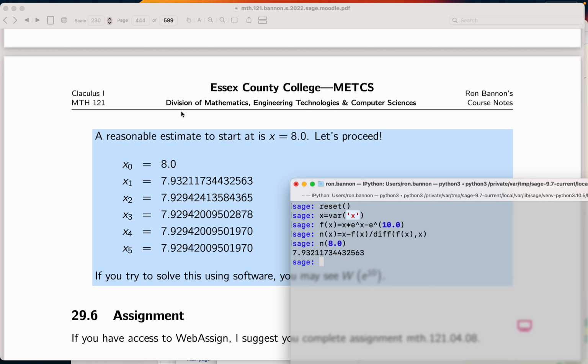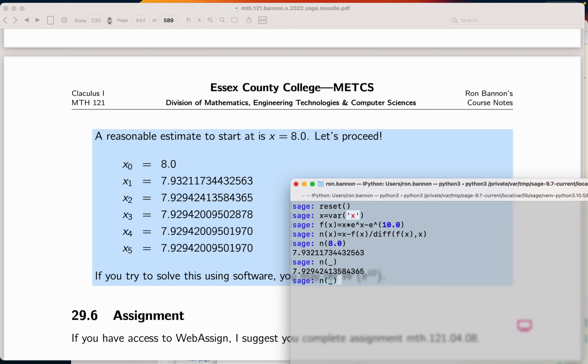Hit return, and it gives me this number, 7.932. That number is the number you're seeing on the screen right over here in the blue. Now, if I want to get another guess, I would use Newton's method, but I'm going to evaluate at the prior output. This is taking Newton's method, and I'm taking that prior number, which is 7.93211, yada, yada, yada. It gives me another guess, and if I want to keep doing this, I can.